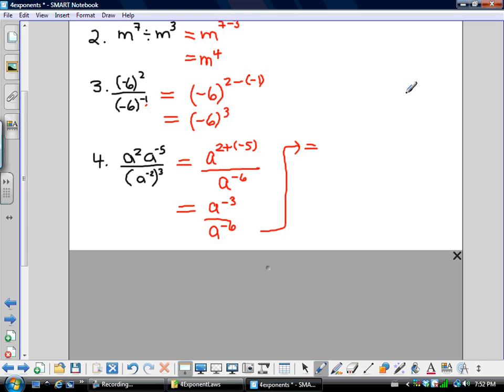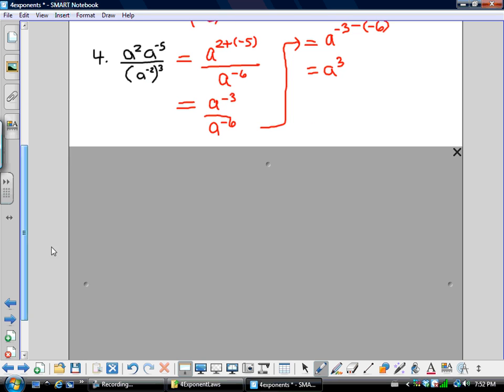So when I do that, it would be a to the power of -3. I'm going to subtract because I'm dividing -6. Again, watch your integers. So I have -3 actually plus 6, so it ends up to be a to the +3. Not too bad. Now the next questions are actually just as easy as what we just finished doing there. So let's take a look at them.